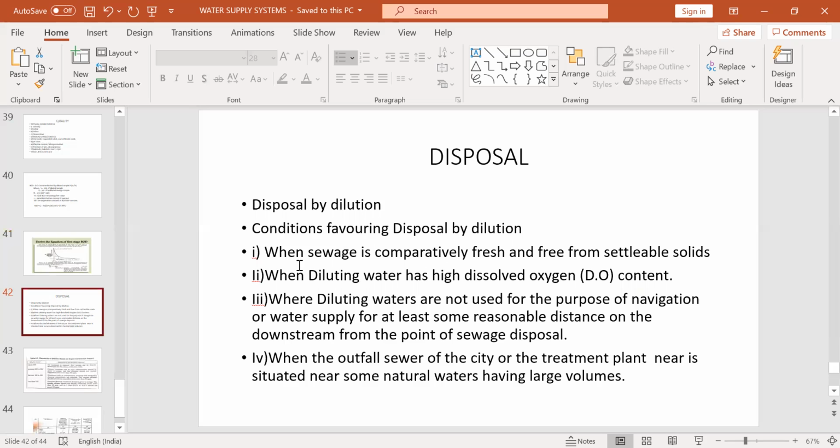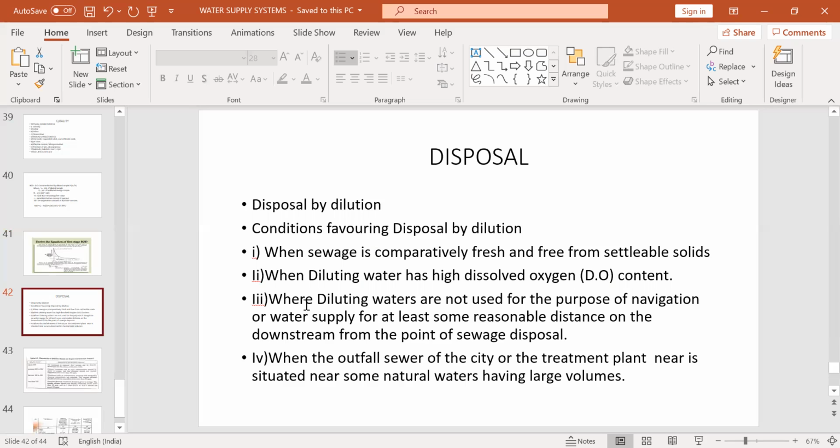First, when the sewage is comparatively fresh and free from settleable solids. If the sewage that is flowing out of the effluent sewer is comparatively fresh, you can directly dispose of it. Why? Because the dissolved oxygen content in that sewage will be much higher, so it would not pose any threat to the aquatic life of the water body that you are going to dispose to.